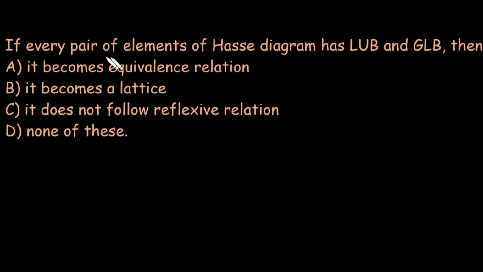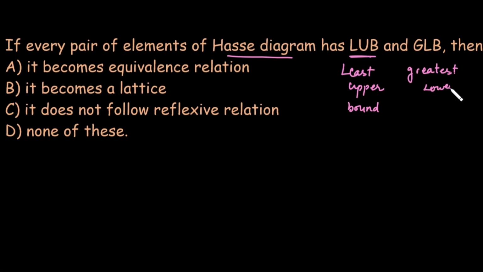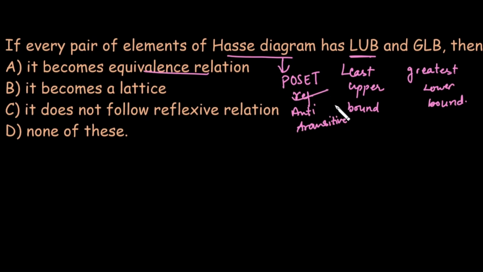Another question we have: if every pair of elements in a Hasse diagram has a least upper bound and a greatest lower bound, then which of the following options is correct? Does it become an equivalence relation? No. Why not? Because a Hasse diagram is only for the POSET. POSET means reflexive, antisymmetric and transitive, whereas in an equivalence relation we have reflexive, transitive, and instead of antisymmetric, it is symmetric. So clearly option A is discarded.